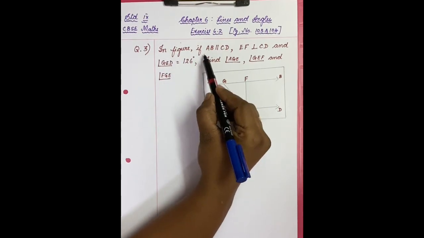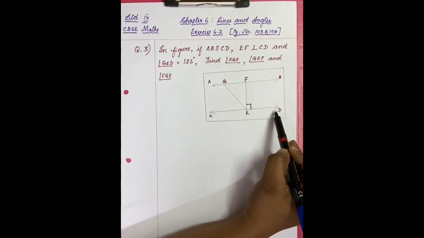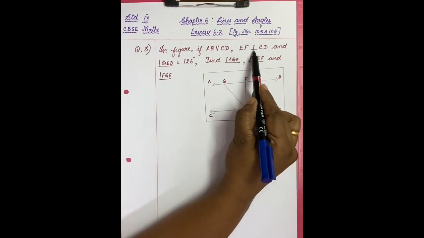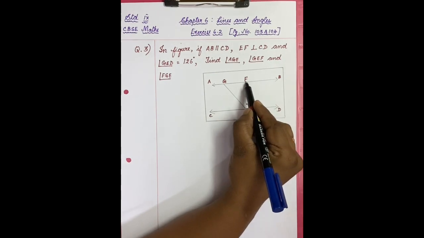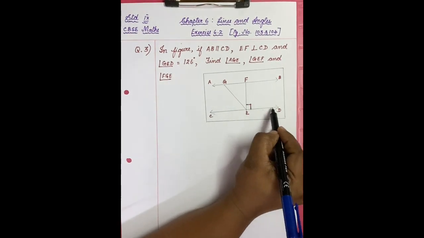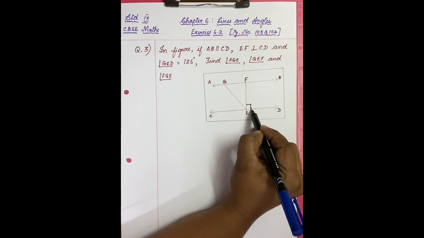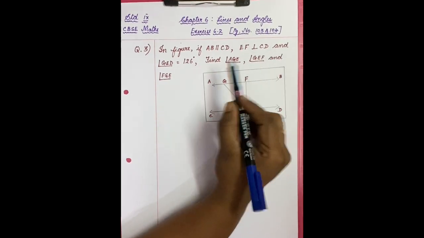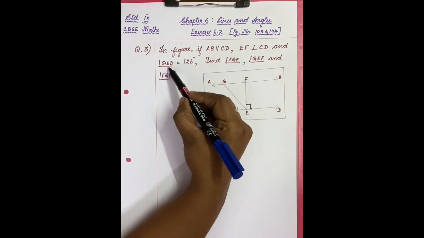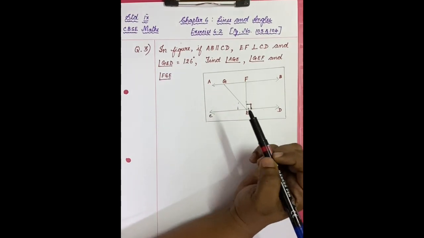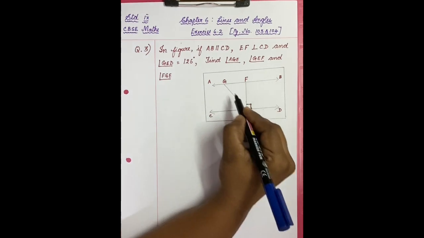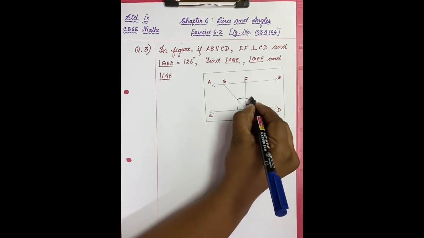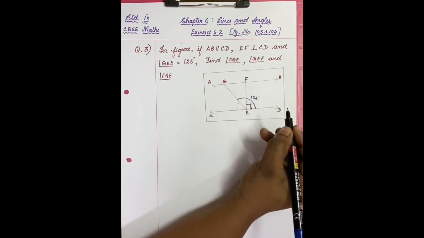In figure, AB is parallel to CD. So, given these two lines are parallel, and EF is perpendicular to CD. Where is EF? EF is here. It is perpendicular. So, perpendicular condition: this angle we know it is 90 degree, as well as this angle is 90 degree. And angle GED is 126 degree. Where is angle GED? Together this obtuse angle fully is 126 degree.